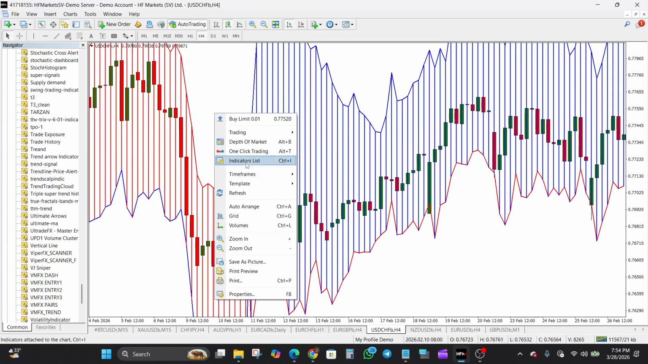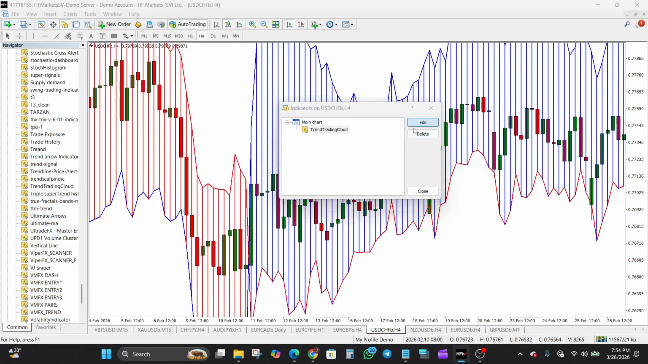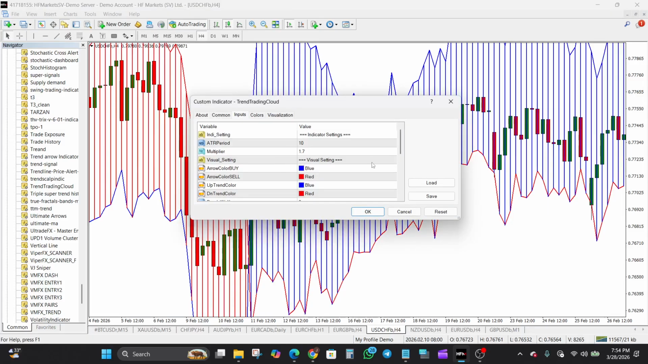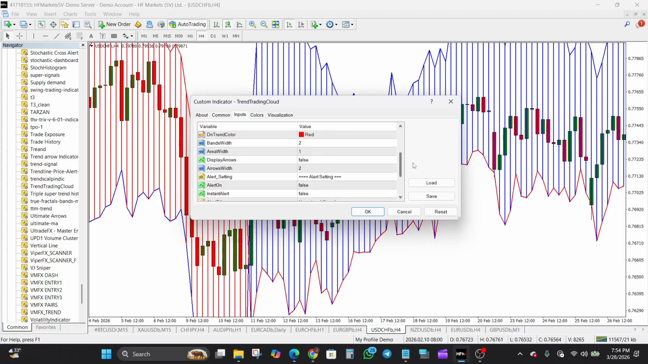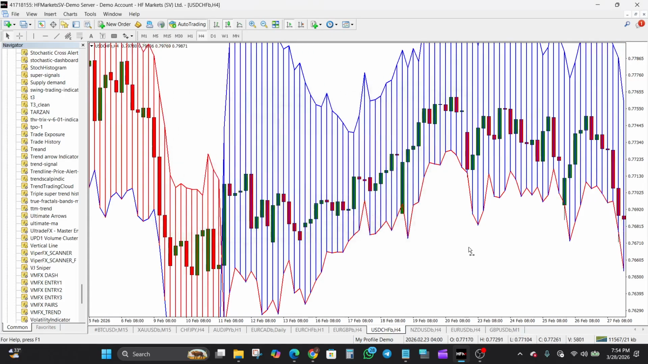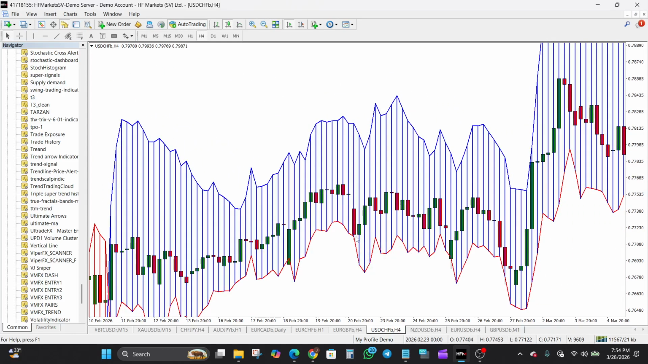Let's go to the input settings, and as you can see, you can actually modify the ATR period, the multiplier, can also modify the colors, bands width, area width, and all of that, right? Feel free to modify the settings according to your taste, and if you want to turn the alerts on or off.